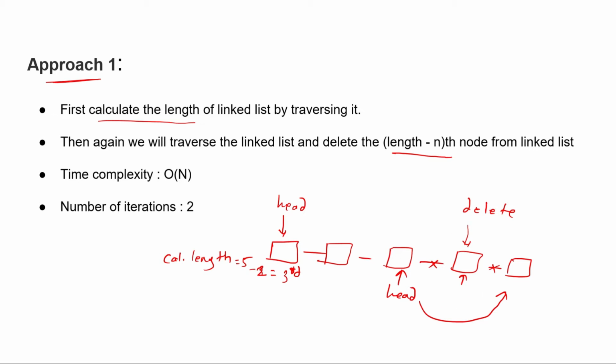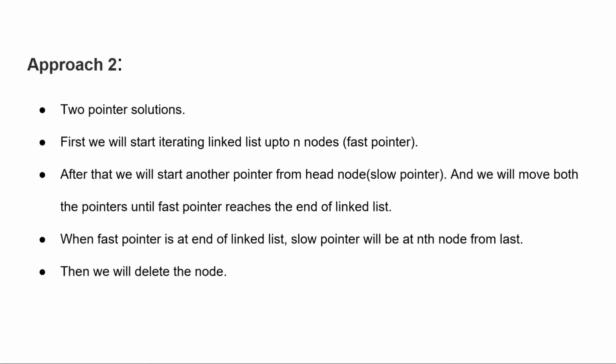So there is another, better approach, I'll show you now. This is the second approach. In this approach, first we have to use two pointers, a fast pointer and a slow pointer. First we'll start iterating the linked list up to n nodes. We have 5 nodes and we have to delete the second-last node, so we'll first iterate 2 nodes. So the fast pointer will be moved 2 nodes ahead of the slow pointer. When we have a difference of n nodes, then we'll start another pointer from head, that is the slow pointer.